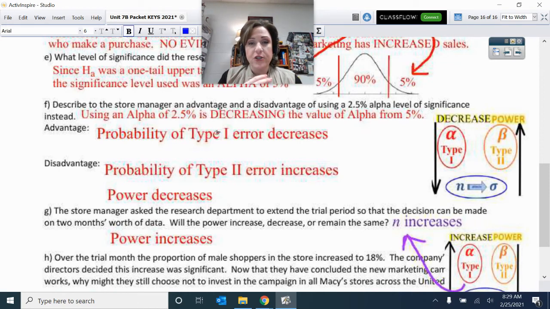So at this point, you say, okay, well, if power increases, power is a good thing. We want more power, need more power is the baby Einstein's thing. So we want to increase power, and that would be an advantage. But if power decreases, then it goes in the disadvantage area. And so here, power decreases.